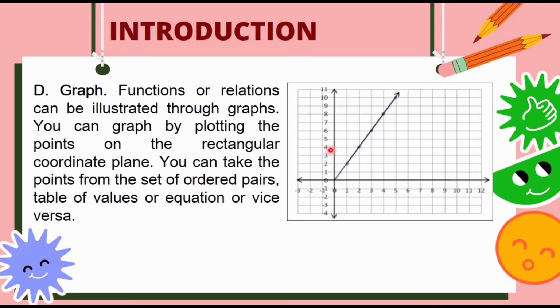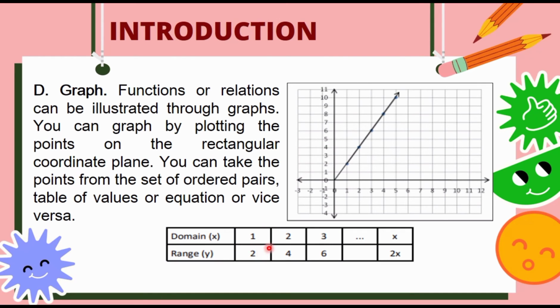Okay, so let us check dito sa ating table of values. 1 and 2, 2 and 4. 1 is our x, y is our 2. 2 is our x, y is our 4. How about the third coordinates? So the value of x is 3, the value of y is 6, which is correct. Now, so on and so forth, we have 4 and then 8. We have 5 and then 10.